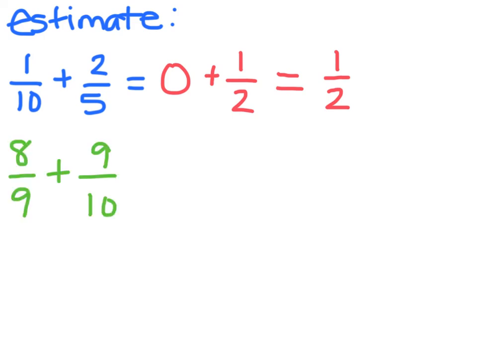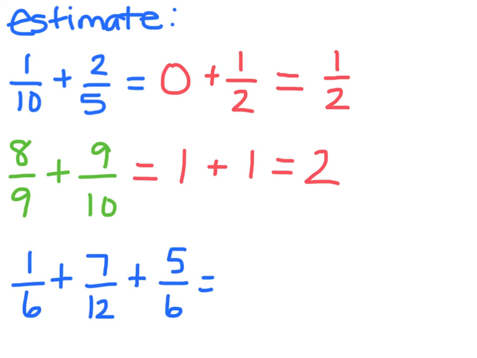8/9 plus 9/10. Well, 8/9 is very close to 1 because it's very nearly 9/9. And 9/10 is also very close to 1 as it's very nearly 10/10. So our answer for 8/9 plus 9/10 is approximately 2.